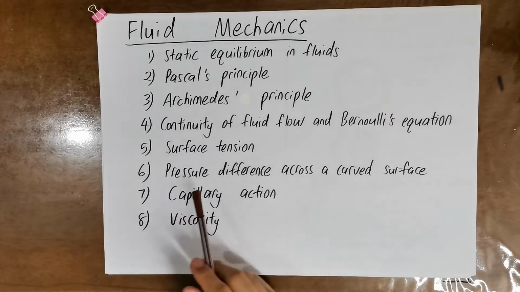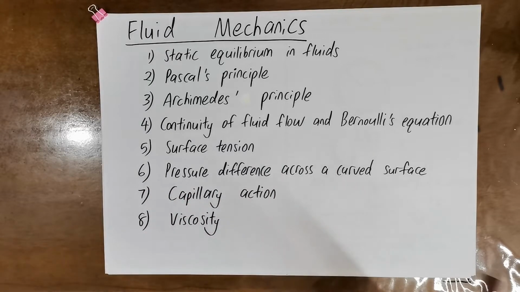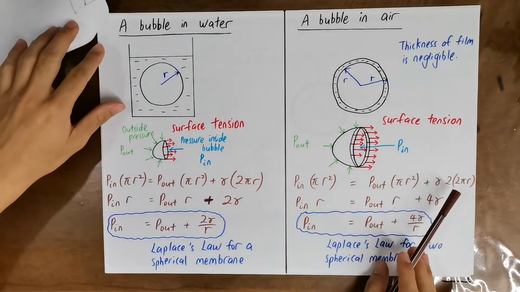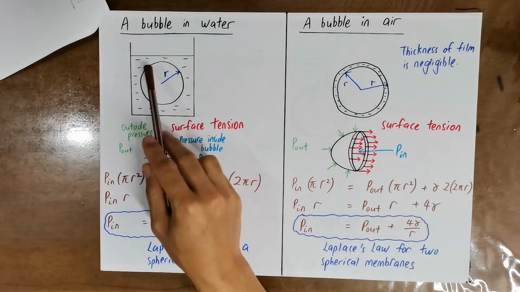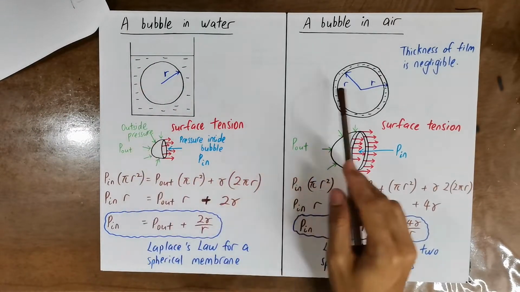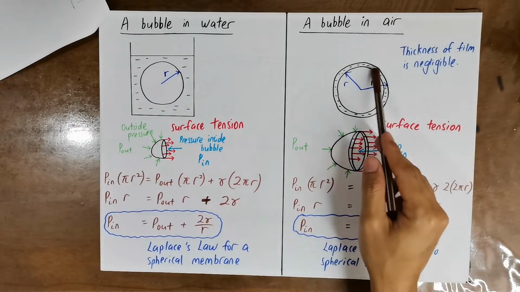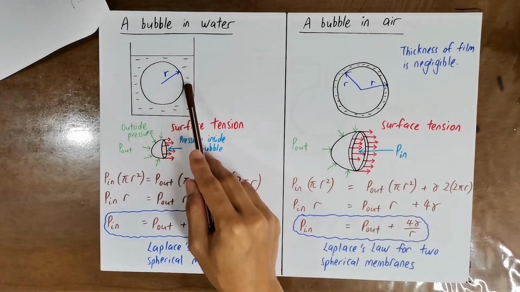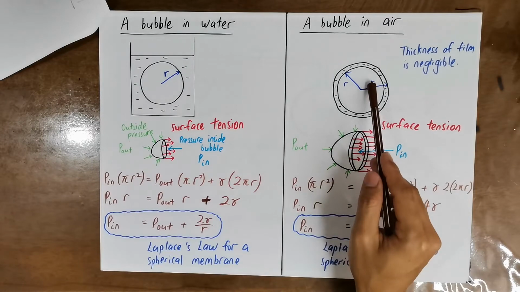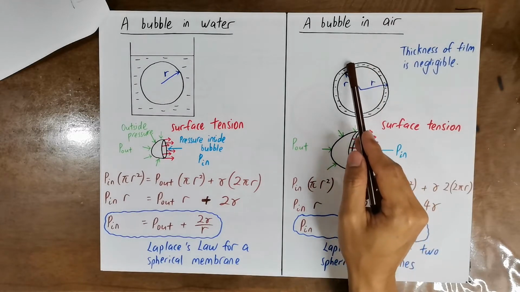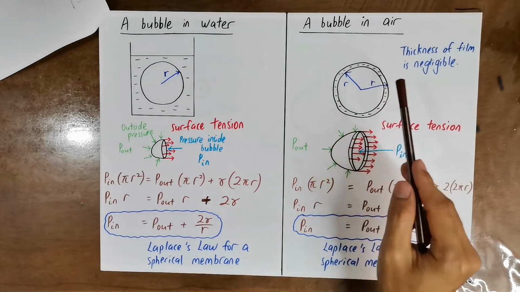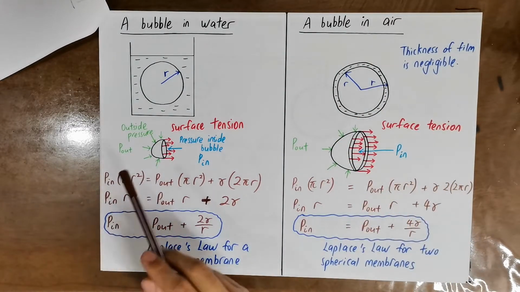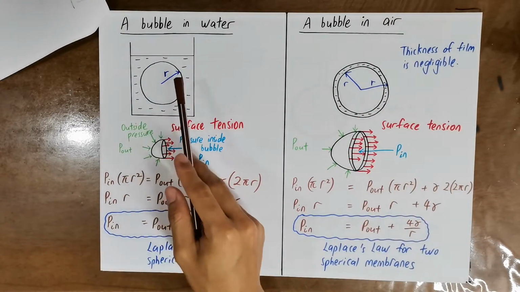Okay, now let's talk about the pressure difference across a curved surface. Consider an air bubble in the water. Then you also have a bubble in the air, so this is air, this is the thin water film, and outside the bubble you still have some air. Let's take a look at the air bubble in the water first.